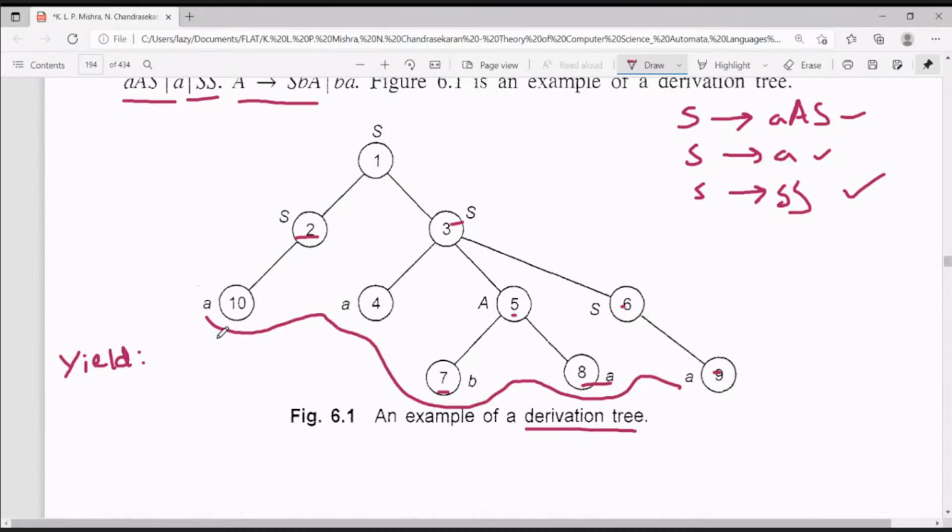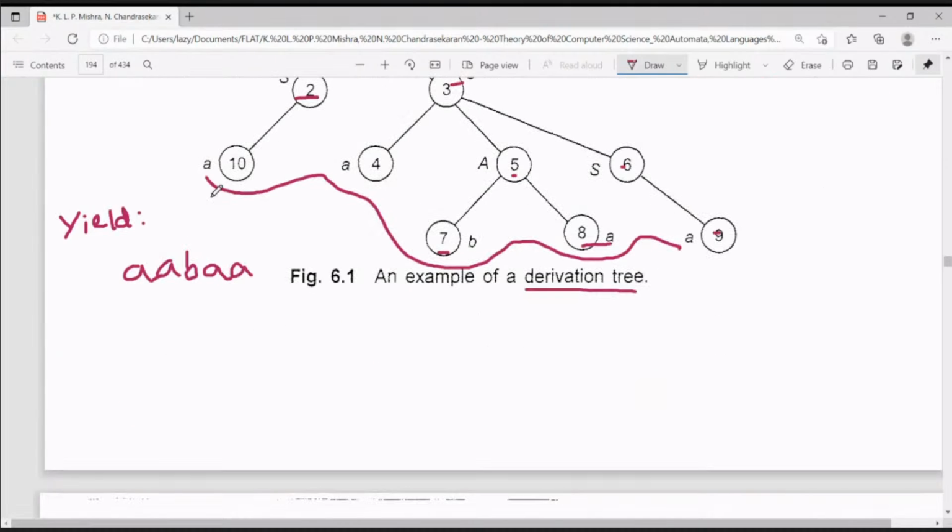So here we have A, then A, B, A. So from left to right we're moving. It is a convention that we use. So from left to right we have to move.